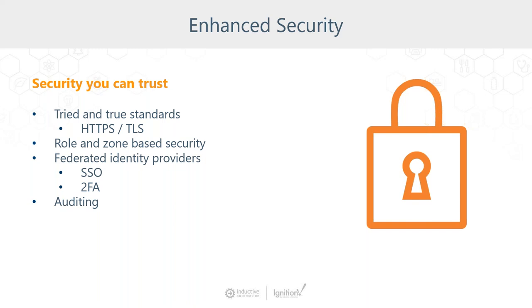We do have role and zone-based security, federated identity provider support, single sign-on, two-factor authentication. If you pull up a phone and you press a button and then it says, we're sending you a separate confirmation, maybe that's through Duo or something else. We actually, at Inductive Automation, internally use Duo for our systems for two-factor authentication. We have full support for federated identity providers over SAML and OIDC, which are the two most common standards there for talking to Ping and Okta and some other systems.